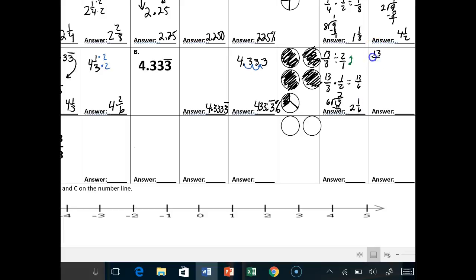And then 13 over 3 times 2 over 1 to double it. I get 26 over 3. There's no cross canceling involved, so 3 goes into 26.